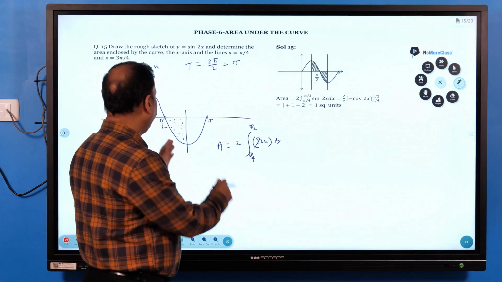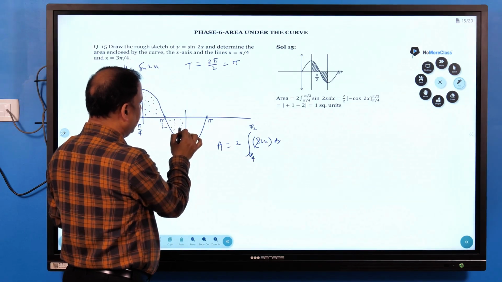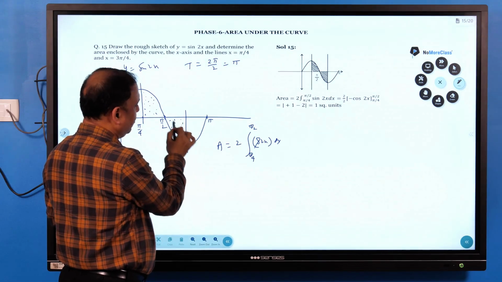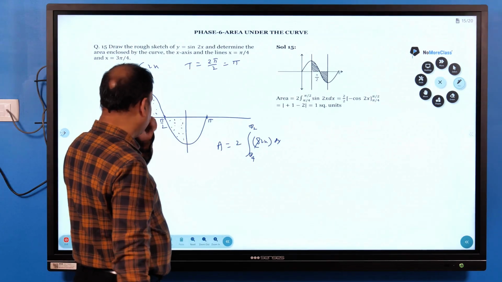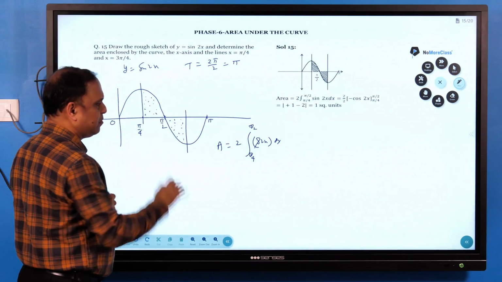So either we have to find this area plus mod of this area, or by symmetry, both areas are equal in magnitude. So I will multiply 2 times. I will find this area, multiply 2 times. Same will be this area also. If you calculate 0 to pi by 4 and down of that, same answer will be there.